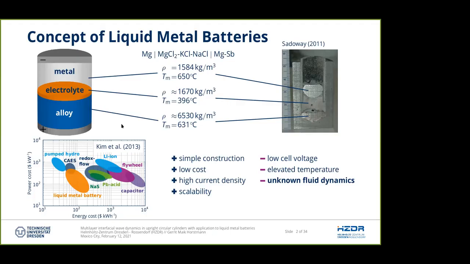This is the main topic, how we want to apply the batteries. But on the downside, of course, the batteries pose some challenges. They typically have low cell voltages, below 1 volt, and they need to operate at high temperatures, which both demands intelligent thermal and power management. But for us, the most important point is that we have unknown fluid dynamics in these batteries.